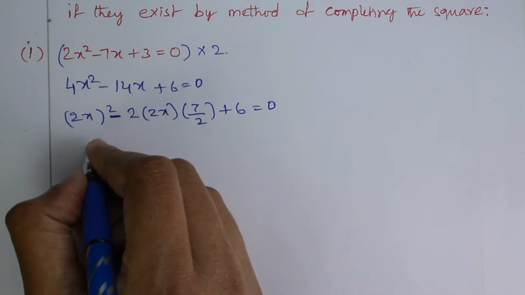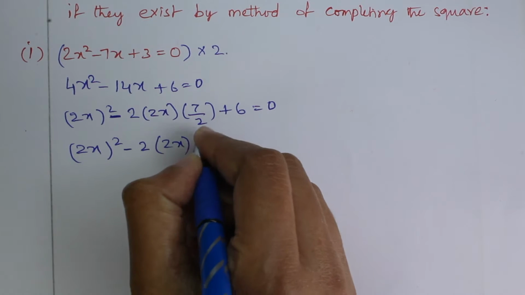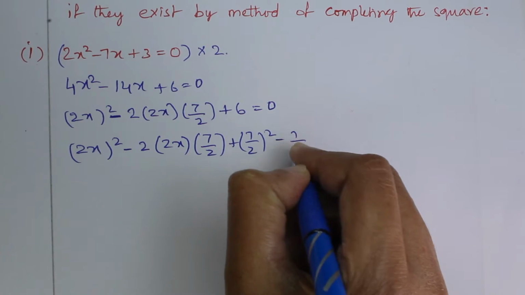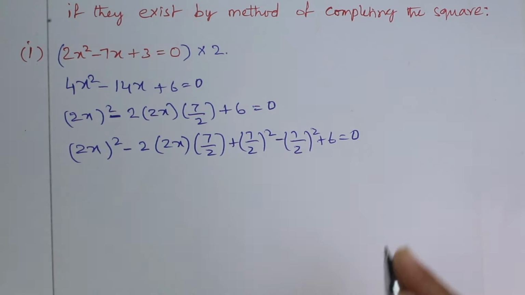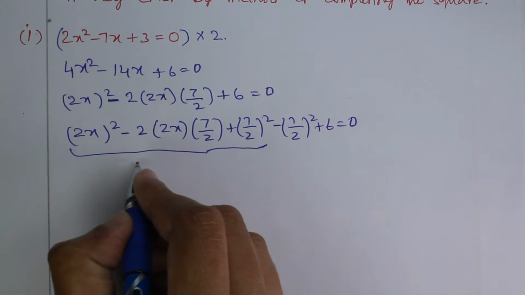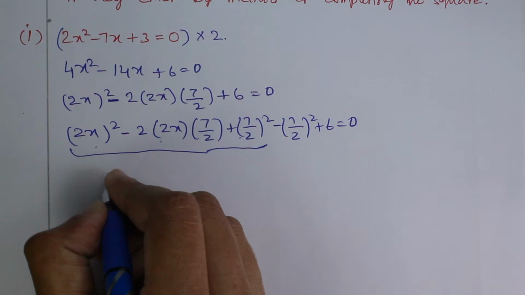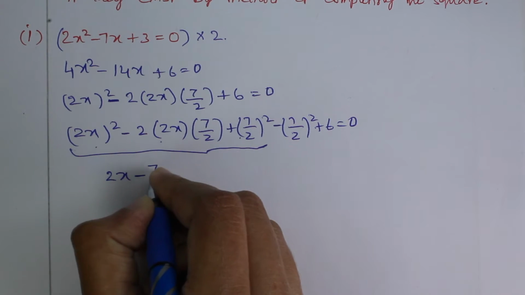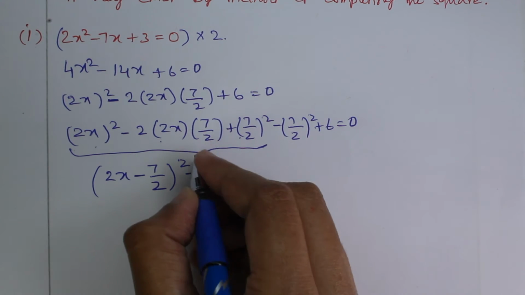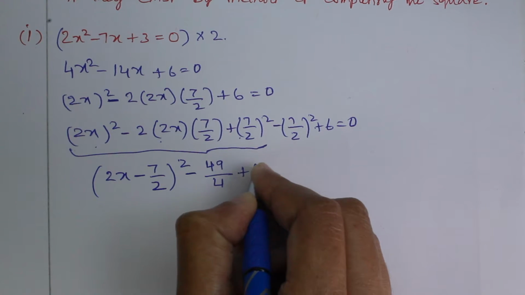This can be rewritten as 2x whole square minus 2 into 2x into 7 by 2 plus 7 by 2 whole square minus 7 by 2 whole square plus 6 is equal to 0. Okay, now this is in the form of a minus b whole square, right? a square minus 2ab plus b square is equal to a minus b whole square. So 2x minus 7 by 2 whole square minus 7 by 2 whole square, which is 49 by 4, plus 6 is equal to 0.